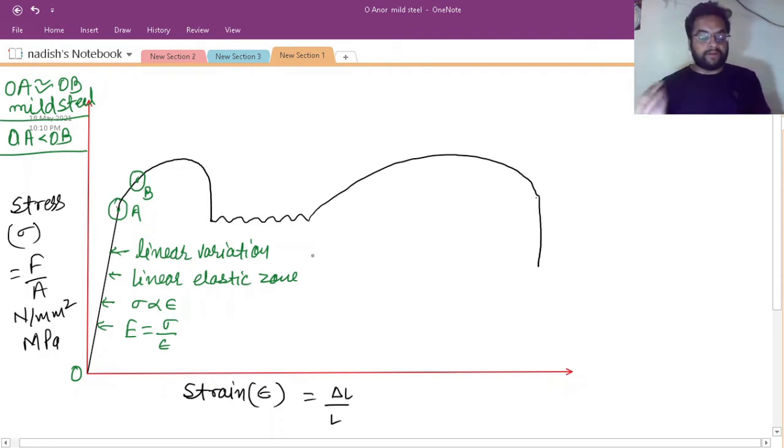Okay, then on the application of further loads, the stress value increases and this graph reaches a point C.